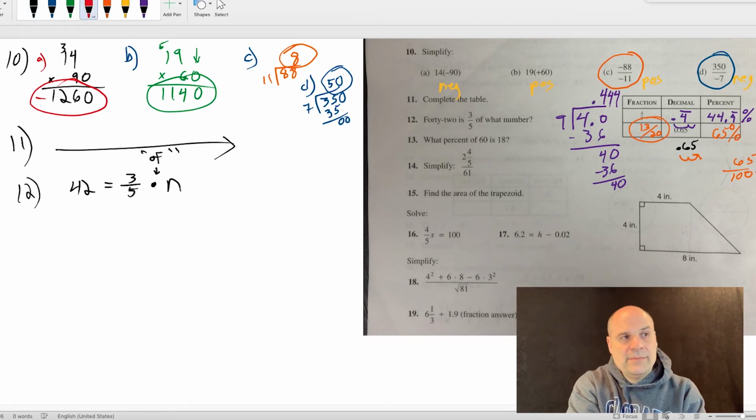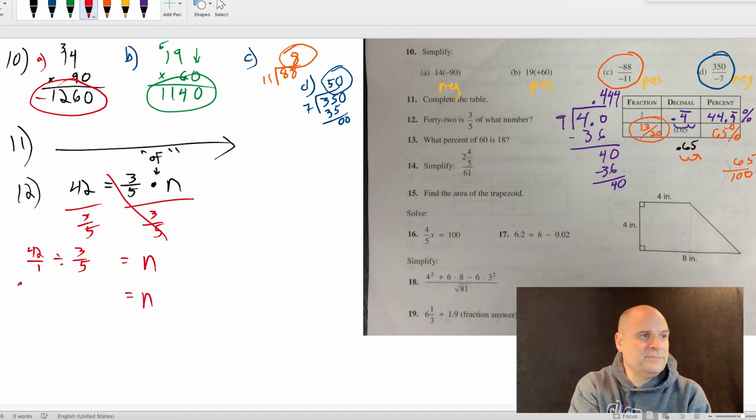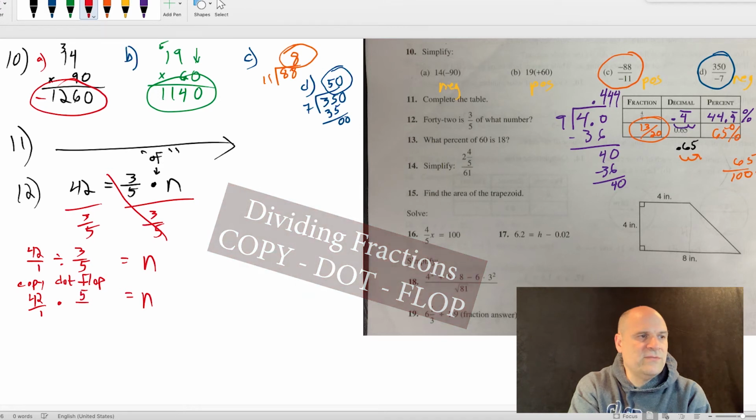All right, so how do you get n by itself? You have to do the opposite of whatever's hanging out with n. So 3/5 is multiplying by n, so divide by 3/5. So n equals 42 over 1 divided by 3/5. So what do we do? We copy, dot, flop. So 42 is copied, the division is dotted, and we're flopping the 3/5 to 5/3.